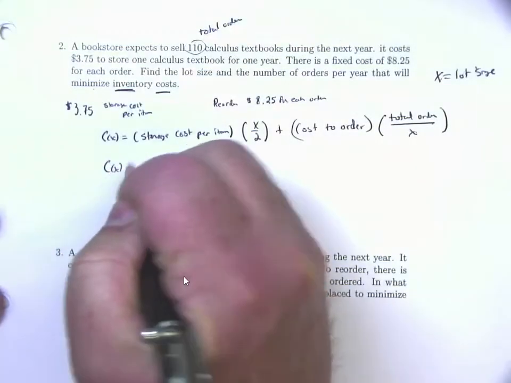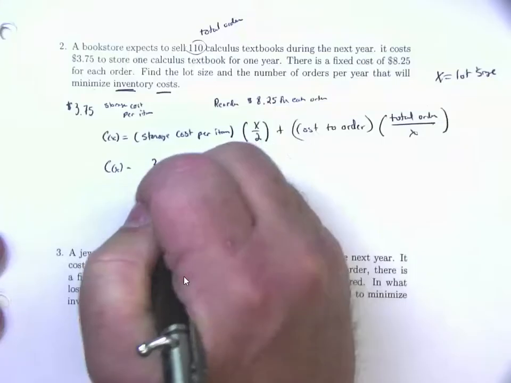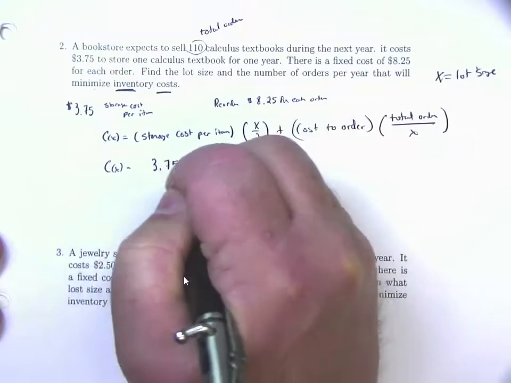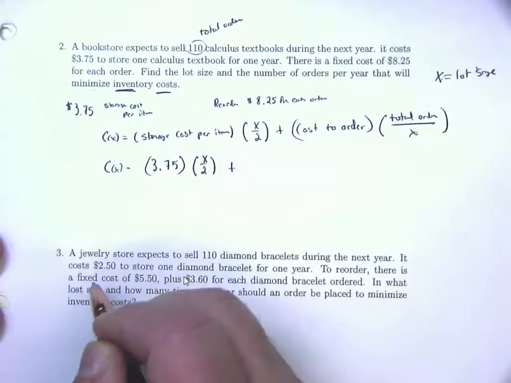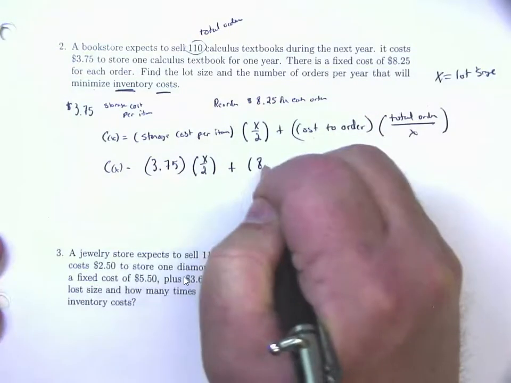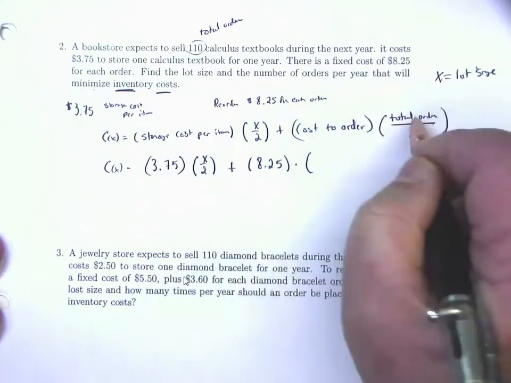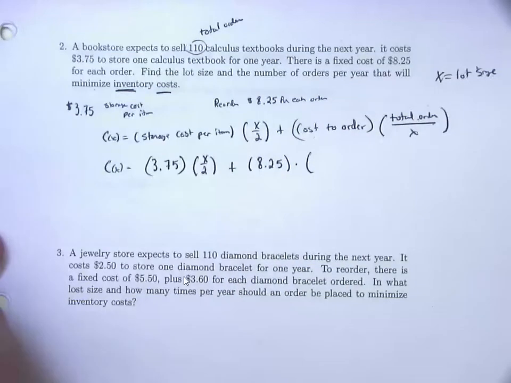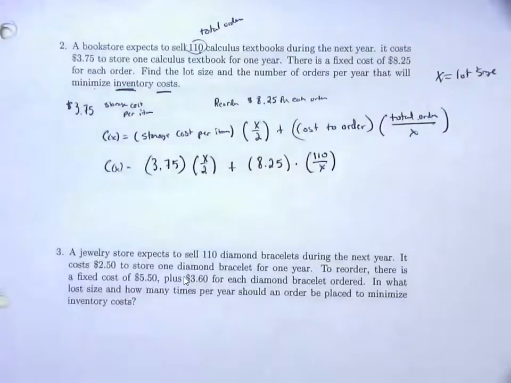So C of X is equal to, what is the storage cost per item? What did they tell us? The storage cost per item was $3.75. That's 3.75 times X divided by 2, plus the cost to reorder. That was a straight cost, $8.25 just for each order. Okay? Times, what was the total number we're going to have to order for the year? 110 divided by X. Basically, I'm just plugging my numbers into my formula. Does that make sense?